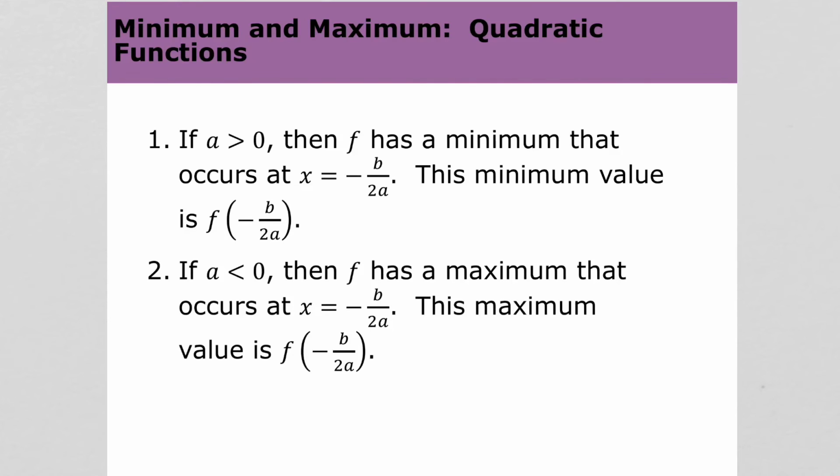Realize that if your parabola opens down, it has a maximum, and that maximum occurs at the vertex where x is negative b over 2a. If your parabola opens up, it has a minimum, and that minimum occurs at the same place where x is negative b over 2a.